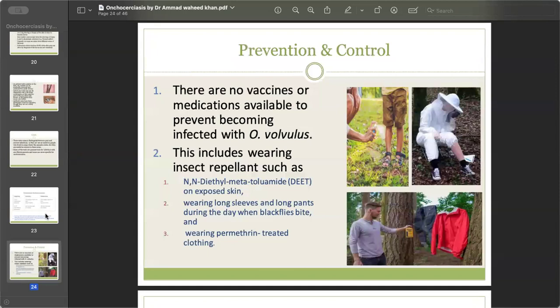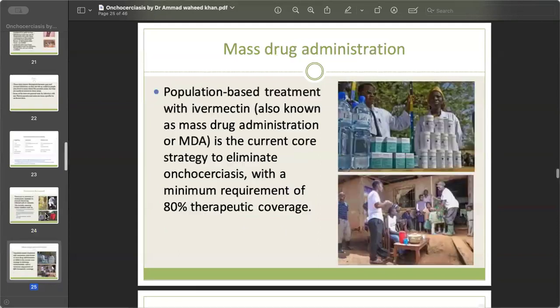Prevention and control. There is no vaccine or medication available to prevent becoming infected with O. volvulus. Prevention includes wearing insect repellent such as DEET on exposed skin, wearing long sleeves and long pants during the day when black flies bite, and wearing permethrin-treated clothes. Mass drug administration, population-based treatment with ivermectin, also known as MDA, is a current core strategy to eliminate onchocerciasis, with the minimum requirement of 80% therapeutic coverage.